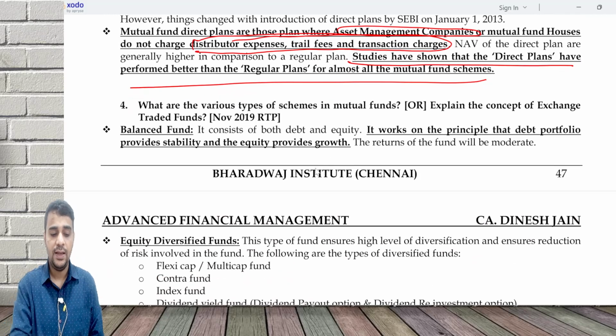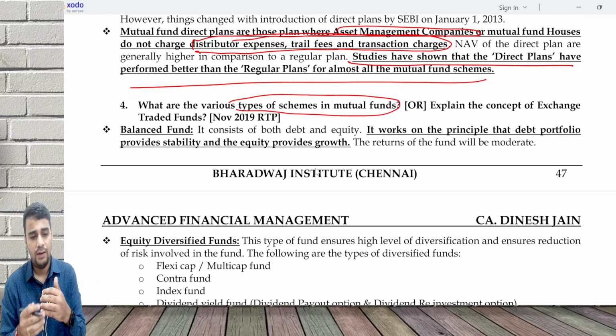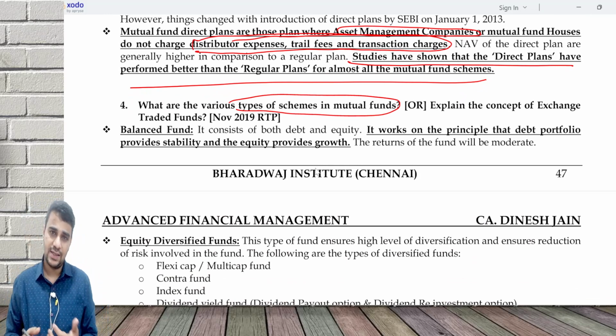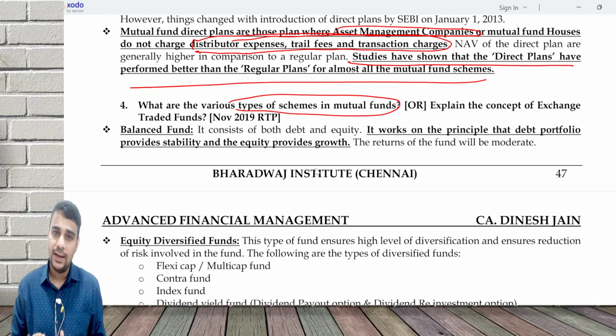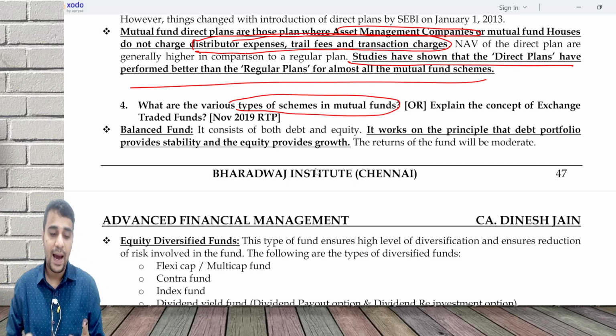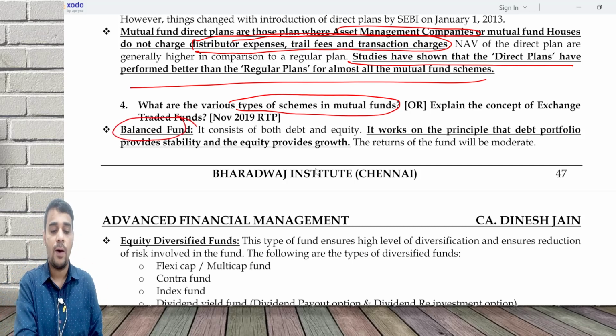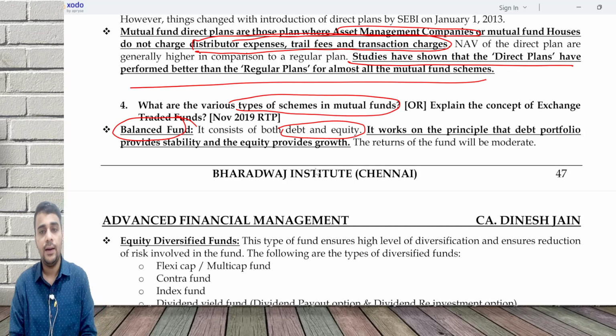What are the various types of schemes in a mutual fund? Now, as you read it, you will find you can call it the schemes in mutual fund. Some of them are categories of mutual fund itself. As I said, balanced fund. What is a balanced fund? It is a combination of debt and equity.